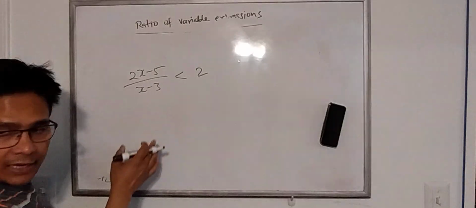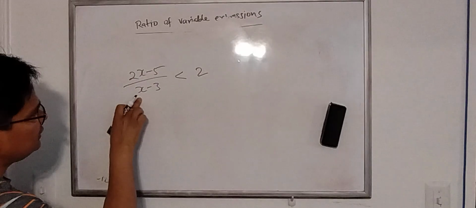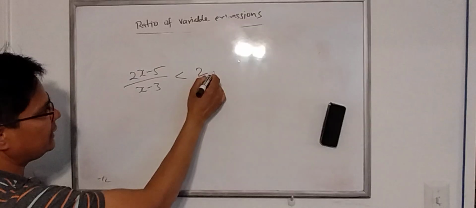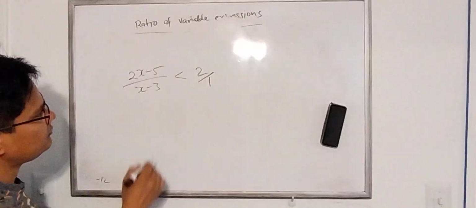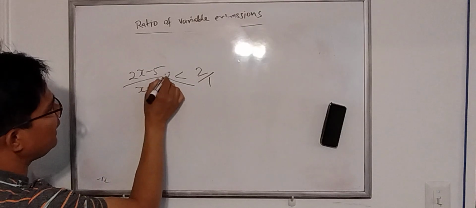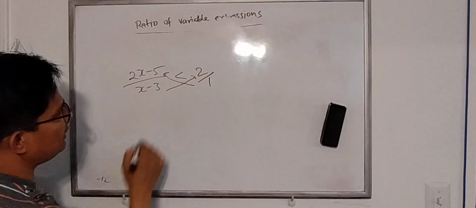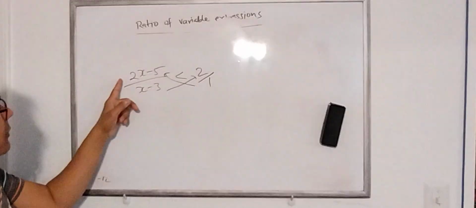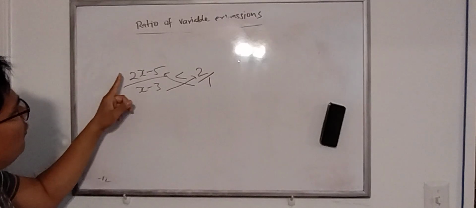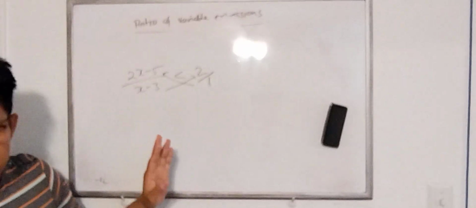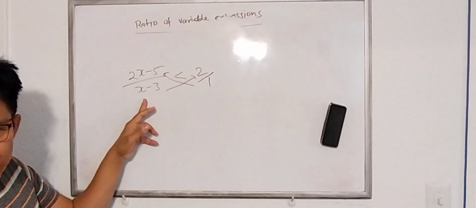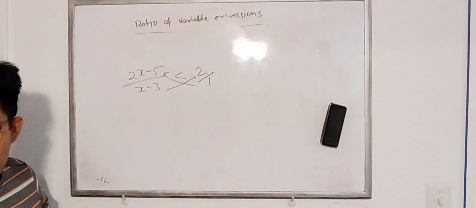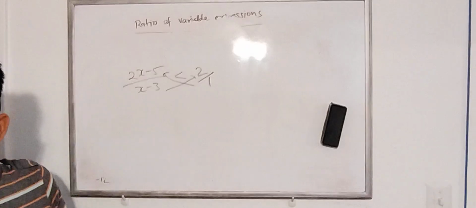x can be any value, but here again we are going to apply the same concept, cross multiplication. 1 will be multiplied to this, and x minus 3 to multiply to 2. So 1 is a positive number. When we multiply 1 to 2x minus 5, the direction will not change. But we don't know whether x minus 3 is positive or negative. Do we know? No, we don't know. So we have to take both scenarios.